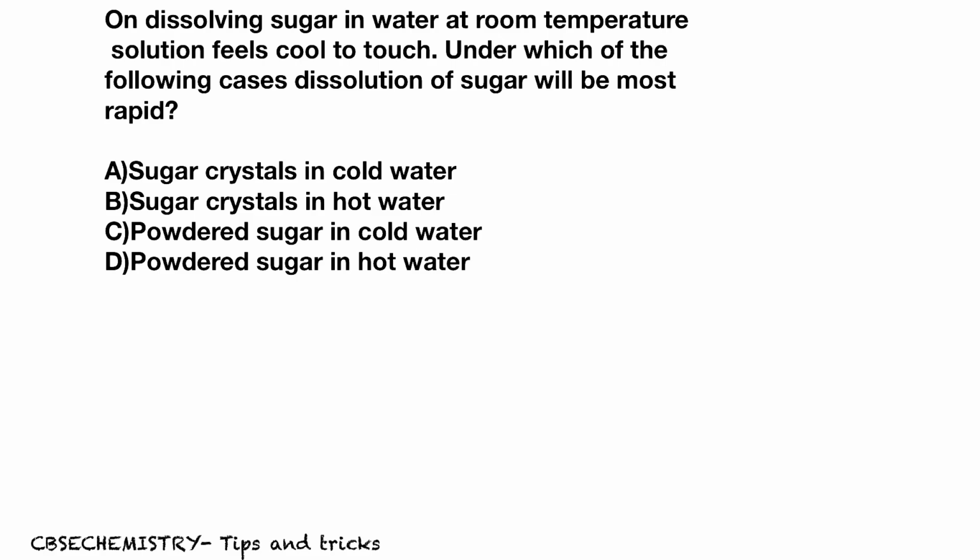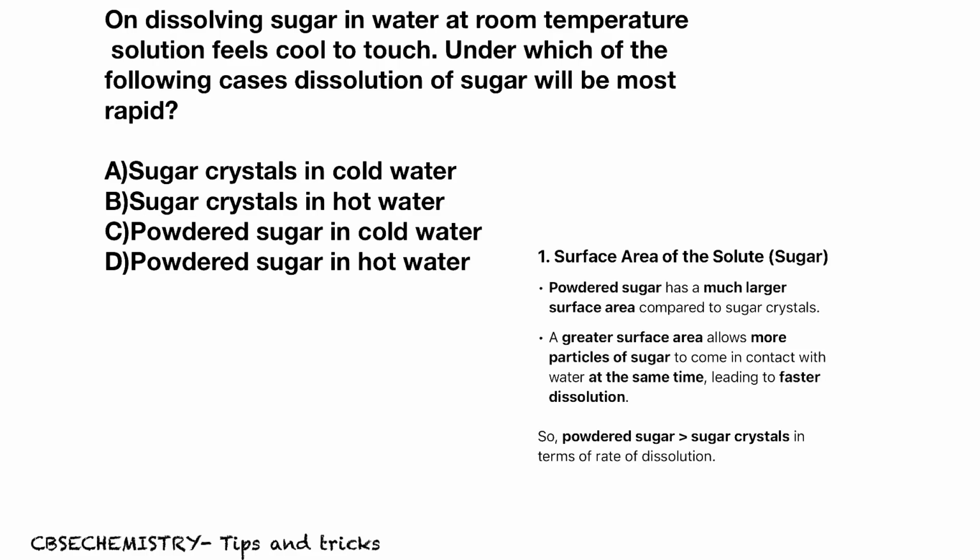First two are powdered sugar or sugar crystal. Which one dissolves faster? So we can check that first. When we crush a solute, it becomes powdered form. And we know powdered form has much larger surface area compared to the normal sugar crystal, right? A greater surface area definitely allows what?